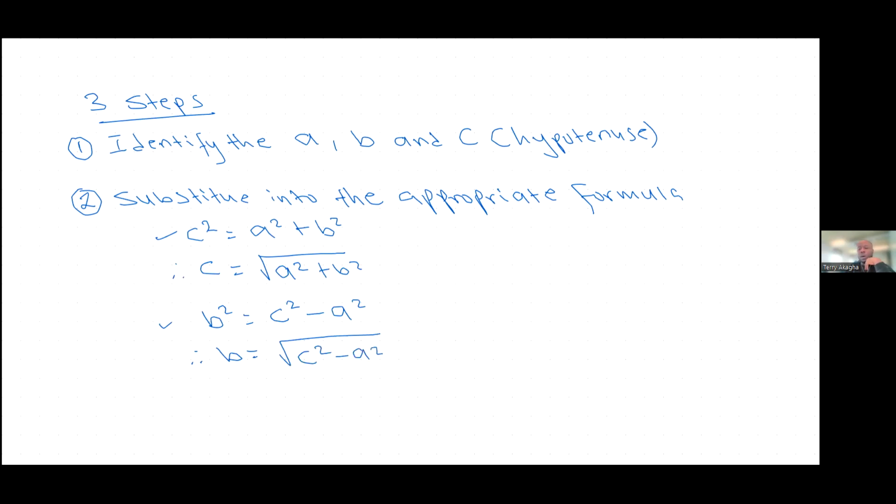If you're looking for A, A squared is going to be equal to C squared minus B squared. So therefore, A is going to be equal to the square root of C squared minus B squared. Then after you're done with that, number 3, we then simplify. So you identify the A, B, C, then you substitute into the appropriate formula, then you simplify. So let's pick some questions now and begin to solve.